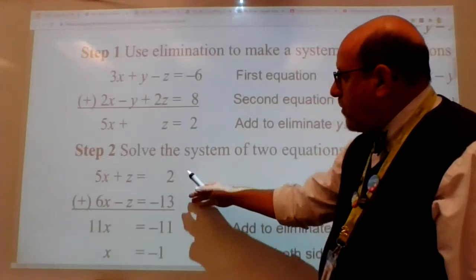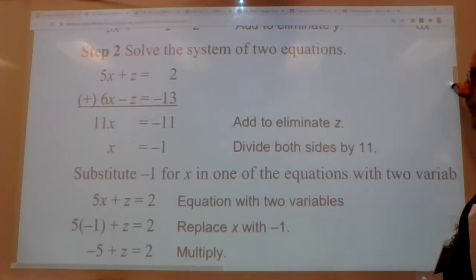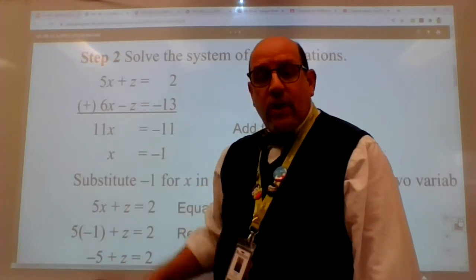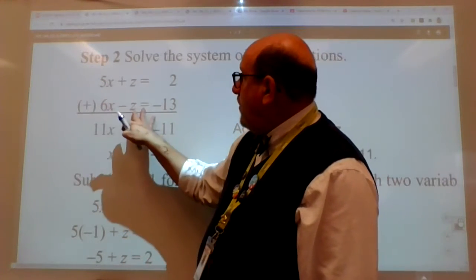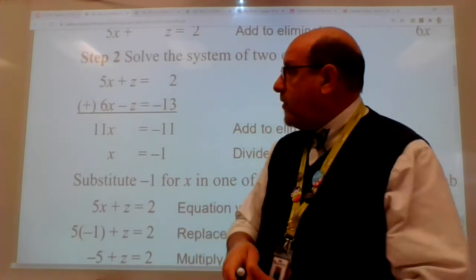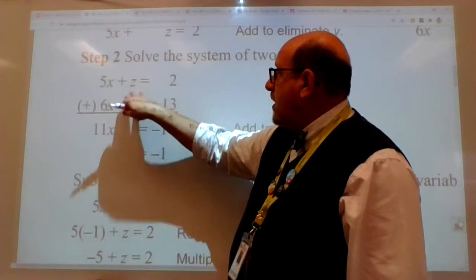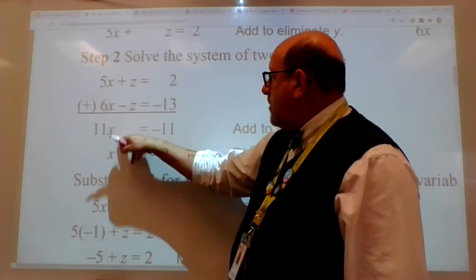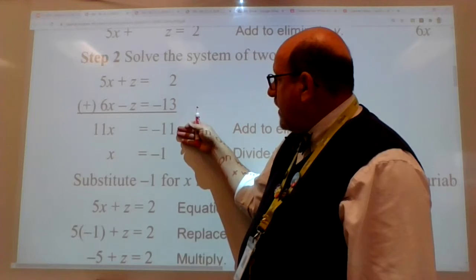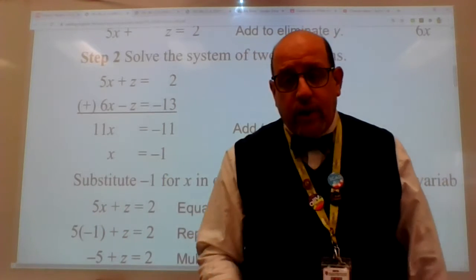Now, we take the two equations that we've just created, that's what they've done, and we say, hey, this is really set up for us. We can go ahead and eliminate the z and then solve for x. This is really good for us. And so we add these two together. 5x plus 6x is 11x. Plus z minus z gives me no z's there. 2 plus negative 13 is negative 11. 11x is negative 11. X has to equal negative 1.